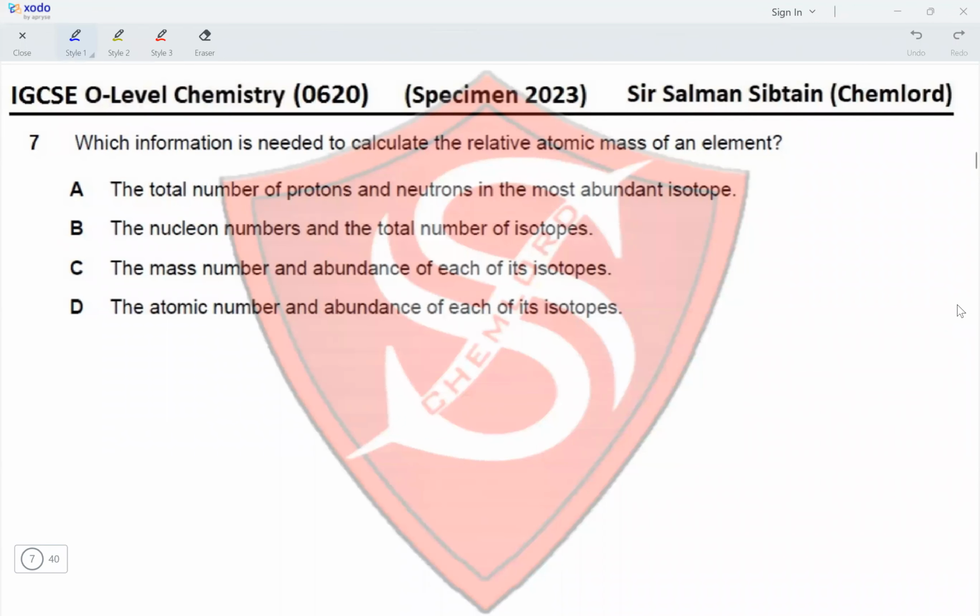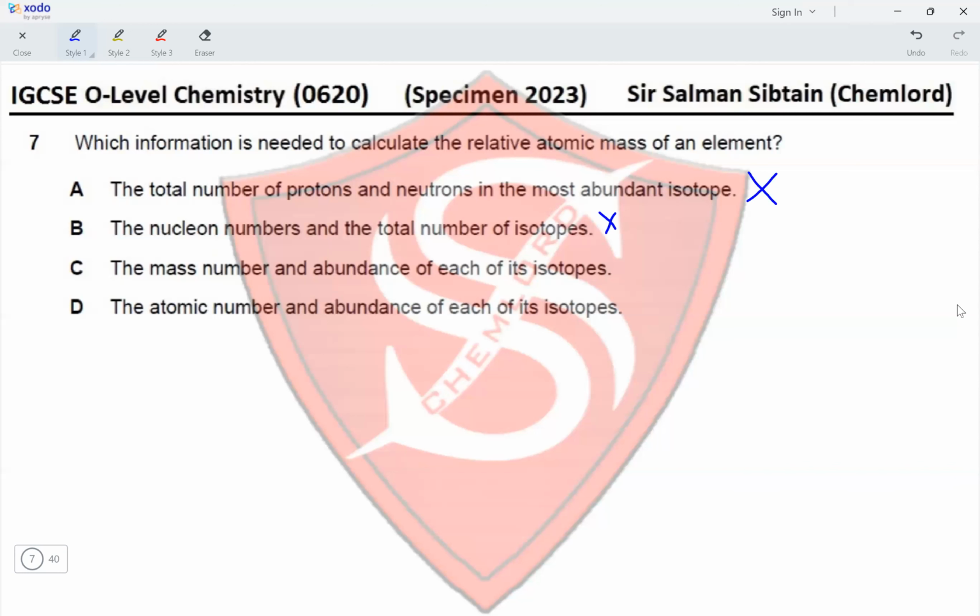Question 7. Which information is needed to calculate the relative atomic mass of an element? A, the total number of protons and neutrons in the most abundant isotope? No, we would need the atomic mass for all isotopes to calculate the relative atomic mass, because the relative atomic mass is the weighted mean of the mass of all the isotopes present. So this is incorrect. B, the nucleon number and the total number of isotopes. We would also need the percentage abundance of each isotope, the mass number and the abundance of each isotope.